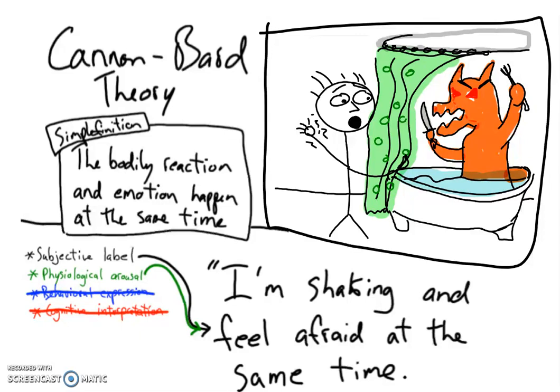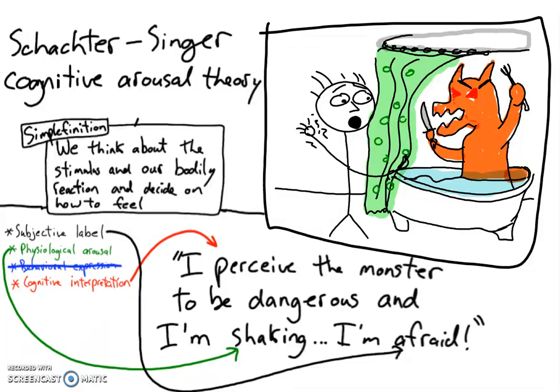But the next one really takes it up a notch. Schachter-Singer theory, sometimes called Schachter's two-factor theory, sometimes called two-factor theory, sometimes called cognitive arousal theory. I know that's a lot, but just remember these guys, Schachter and Singer. They are the ones who came up with this one. And it takes into account, for the first time, cognitive interpretation. And they've actually run some good experiments I'll explain here.